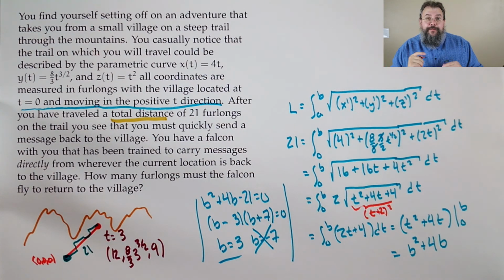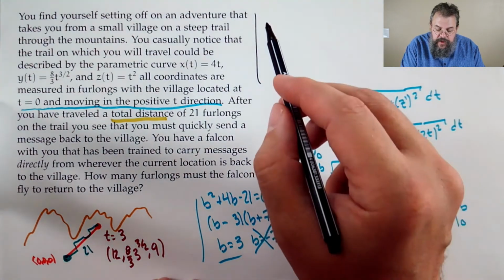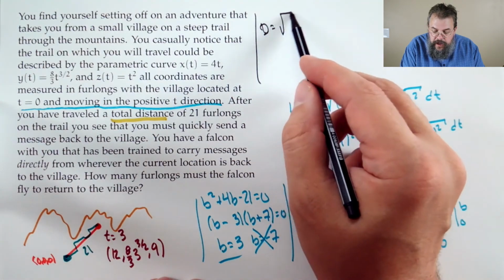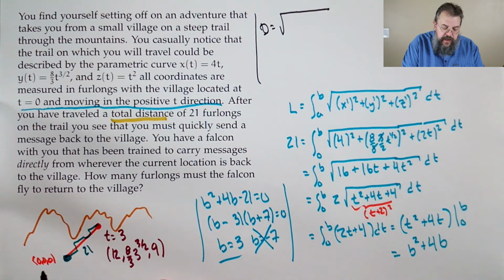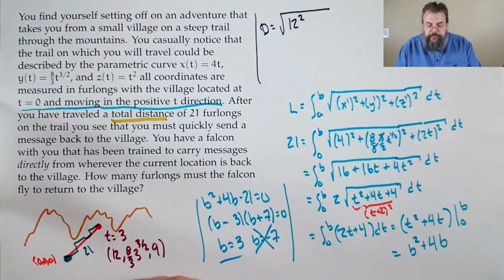So to finish the problem, the distance that the falcon travels is the distance from this point to that point. So that's what we need to find. Well, because this is 0, 0, 0, that's not so bad. It's not so bad at all. So finally, we say, look, our distance will equal the square root of the change in x. Well, that'll be 12 squared.